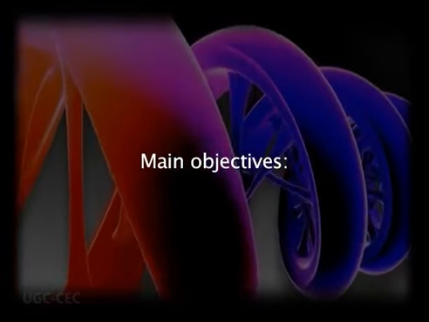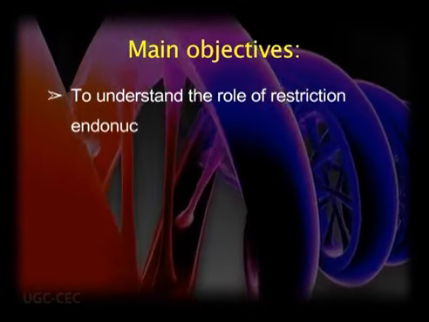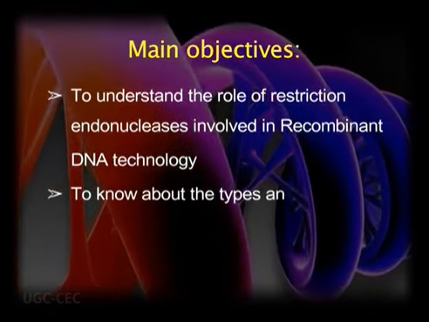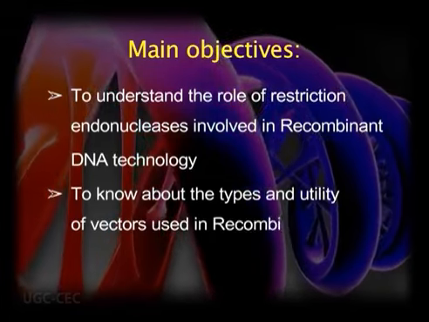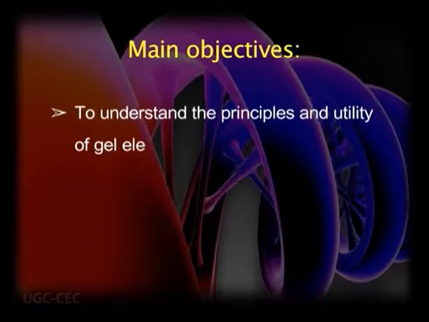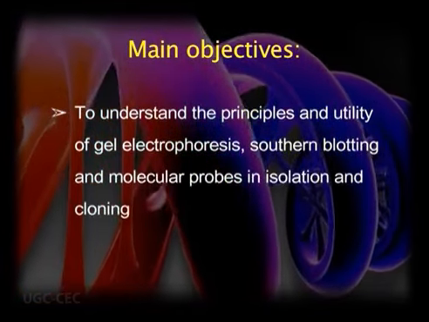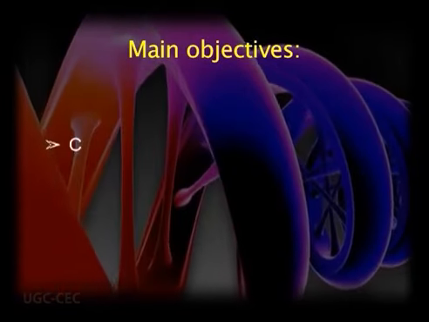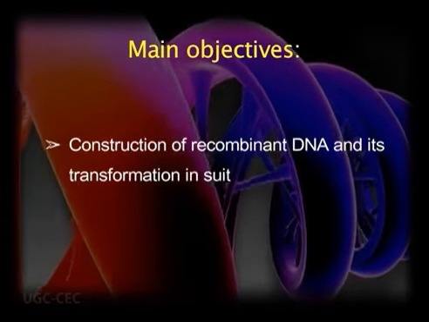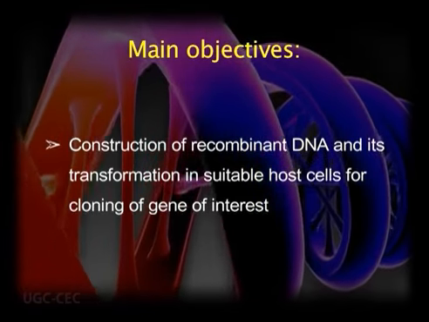The main objectives of this lecture are to understand the role of restriction endonucleases involved in recombinant DNA technology, to know about the types and utility of vectors used in recombinant DNA technology, to understand the principles and utility of gel electrophoresis, Southern blotting and molecular probes in isolation and cloning of gene of interest. Then lastly, construction of recombinant DNA and its transformation in suitable host cells for cloning of gene of interest.